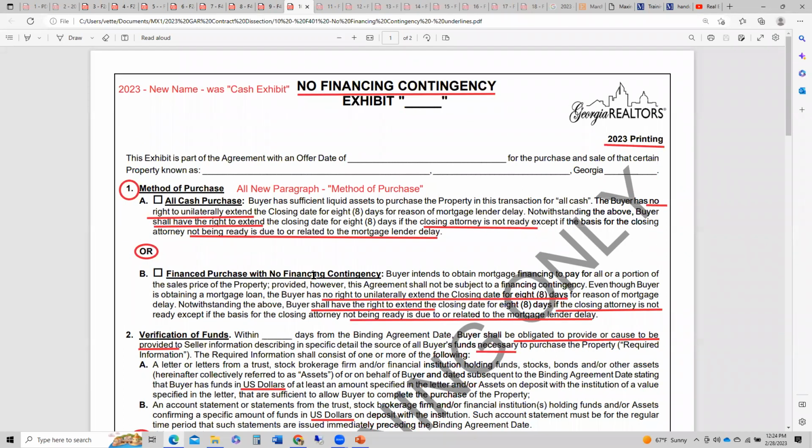Now, what got changed from 2023, not only is it a difference between all cash and no financing, but with either of these options, what also got changed is there is no longer the option to extend the contract for 8 days unilaterally. So if there's no financing or it's not contingent upon financing or it's all cash, you can still use the 8-day unilateral extension only if it is a closing attorney issue based on title or scheduling, not if the closing attorney is delayed due to a mortgage issue. So that we completely take any mortgage lender out of it, even if they're getting finance. That is the biggest change for 2023 on this no financing contingency exhibit, which used to be called the cash exhibit.